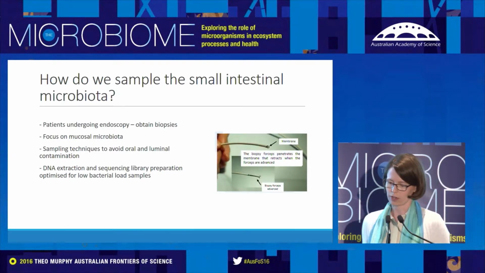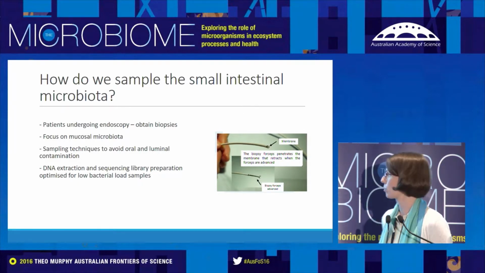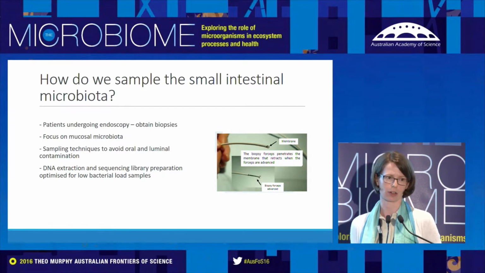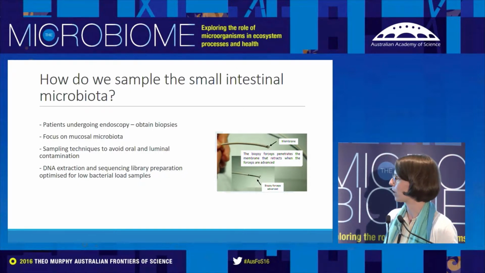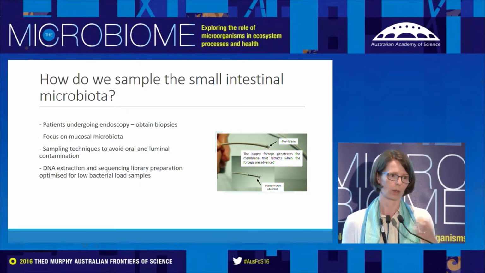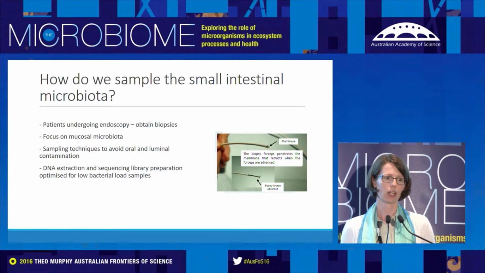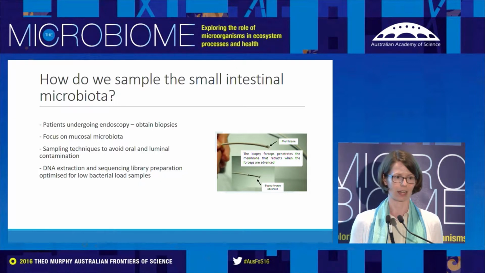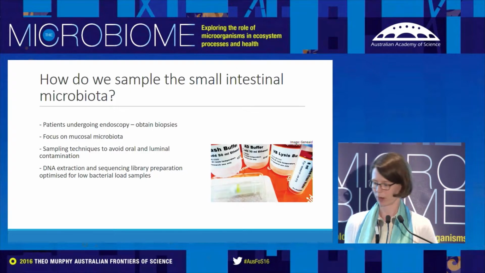Our group has also tried to develop sampling techniques that try to avoid oral and luminal contamination when we're taking these biopsies. This is through the use of particular biopsy forceps, which are sheathed and protected until you take your actual sample. And also focusing on DNA extractions and preparation methods that are optimised for low bacterial load samples. When we get these biopsy tissues, we end up with greater than 99% human DNA. So you've really got to think about your methods to accurately detect the bacteria. And no one wants to be characterising their reagent microbiome.